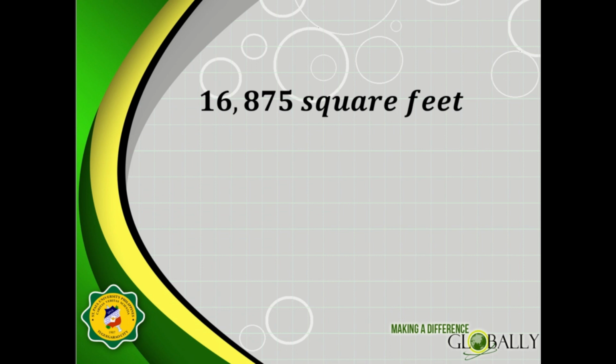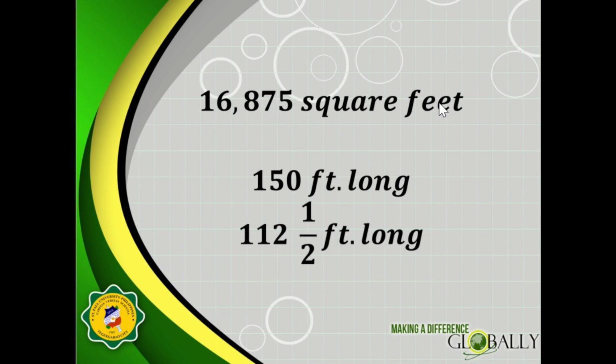So we can therefore conclude that 16,875 square feet is the largest possible area enclosed for the $1,800. And this is obtained when the side parallel to the river is 150 feet long and the ends are each 112 and a half feet long.